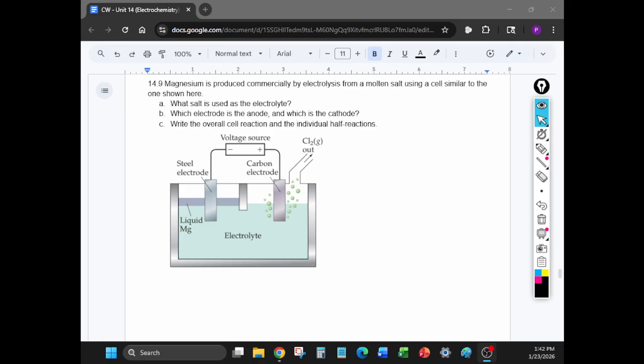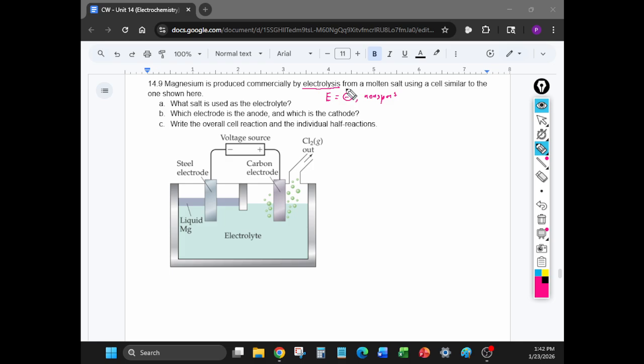Alright guys, so we're going to go over another electrolytic cell problem. For this one, it gives us an image already, which is very helpful. And it tells us that magnesium is produced commercially by electrolysis. Now if you guys remember, the term electrolysis always tells you that it is an electrolytic cell. So that means that the reduction potential has to be negative because it is non-spontaneous. Okay? And we can see that because there's a voltage source or a battery involved here.